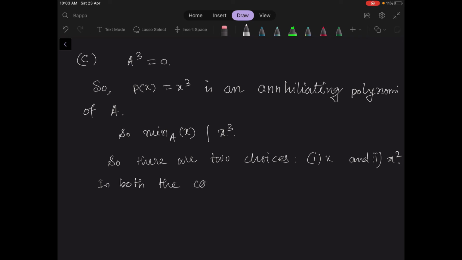In both the cases, I don't even need the characteristic polynomial, we have that x square equal to 0, because the minimal polynomial is an annihilating polynomial. So in both the cases we have x square equal to 0. So option C is correct.